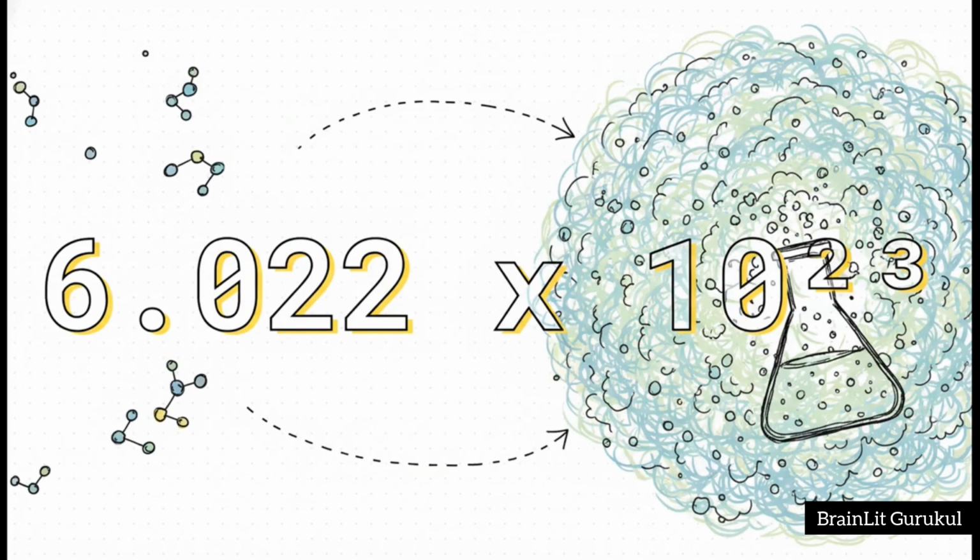And here it is, 6.022 times 10 to the 23rd power. That's Avogadro's number. We're talking about a 6 followed by 23 zeros. It's a mind-bogglingly huge number. But it has to be, right? Atoms are so incredibly tiny that you need a truly immense number of them to get a sample that you can actually see and work with in the lab.